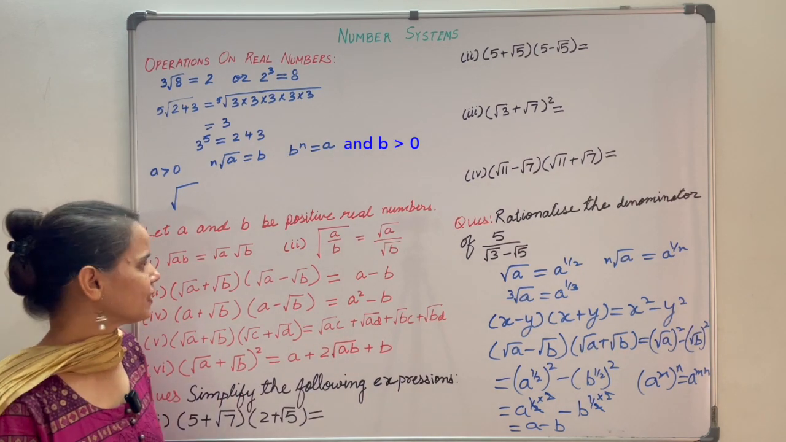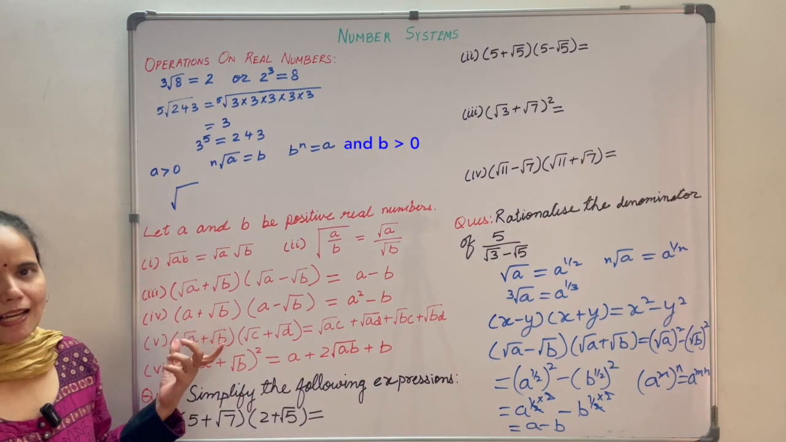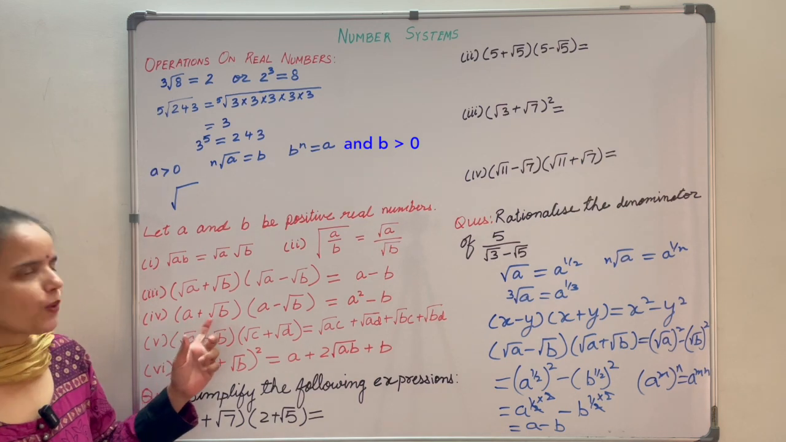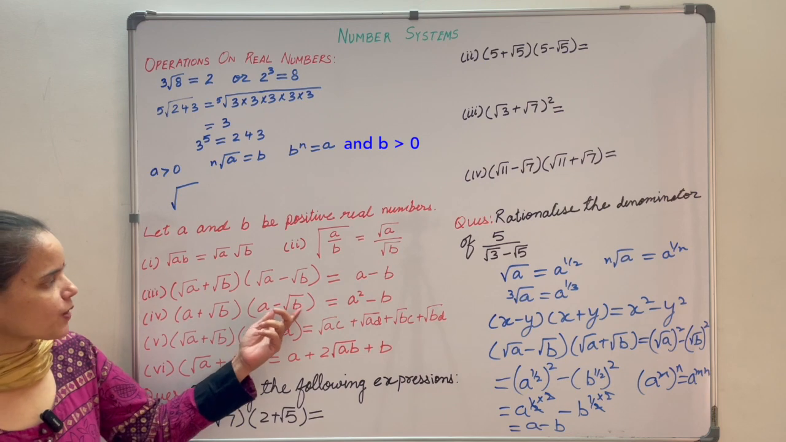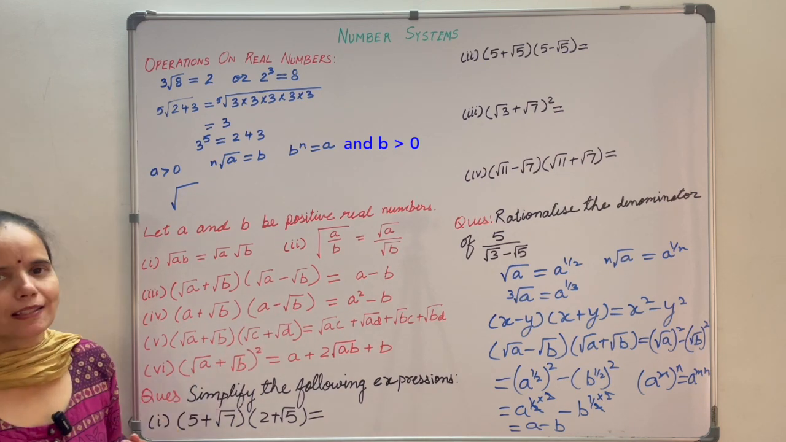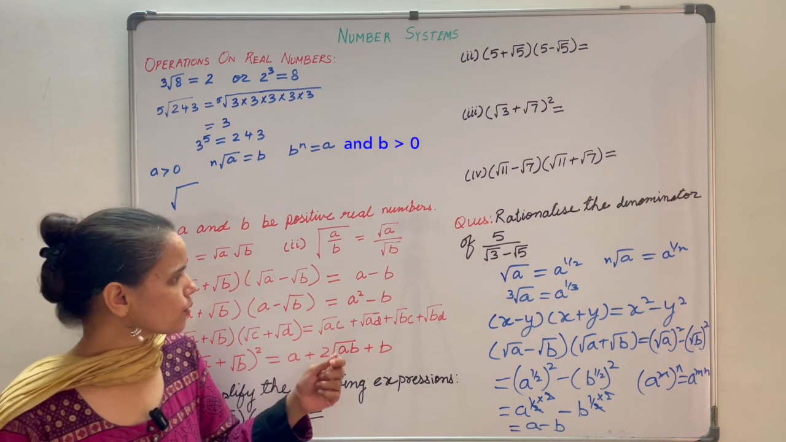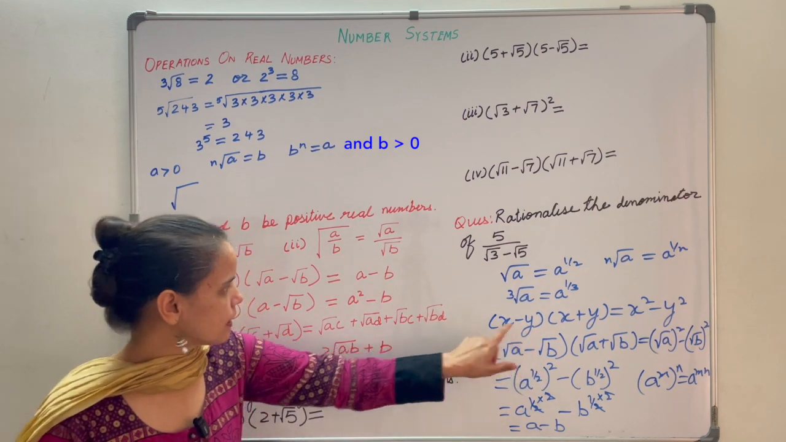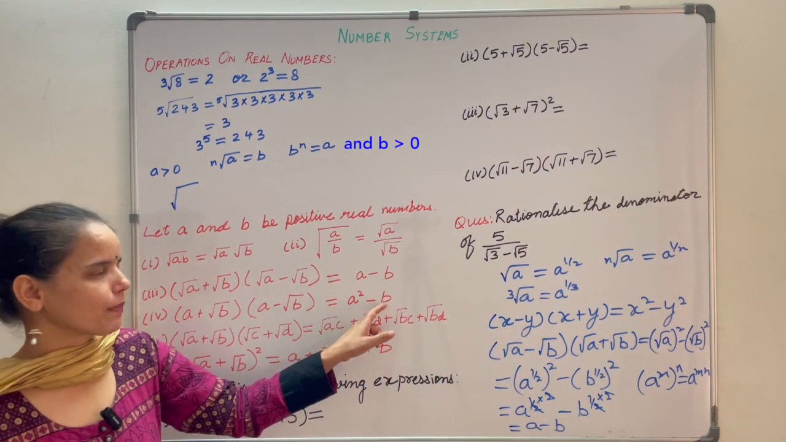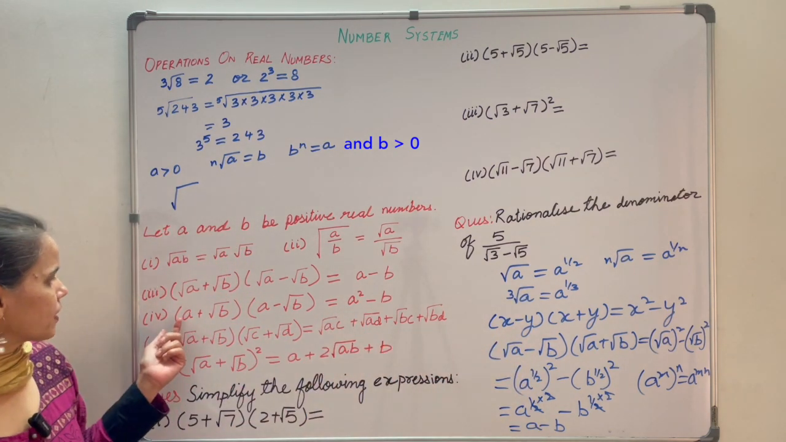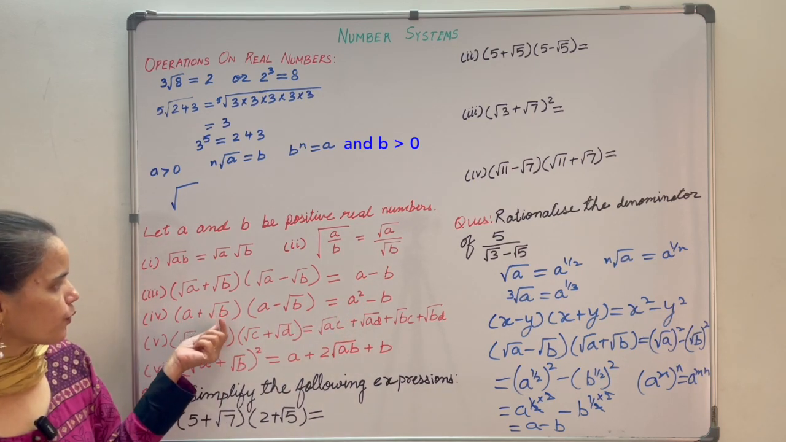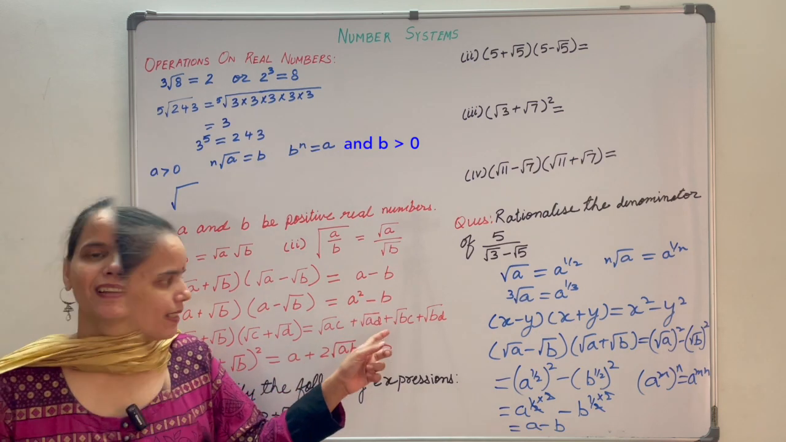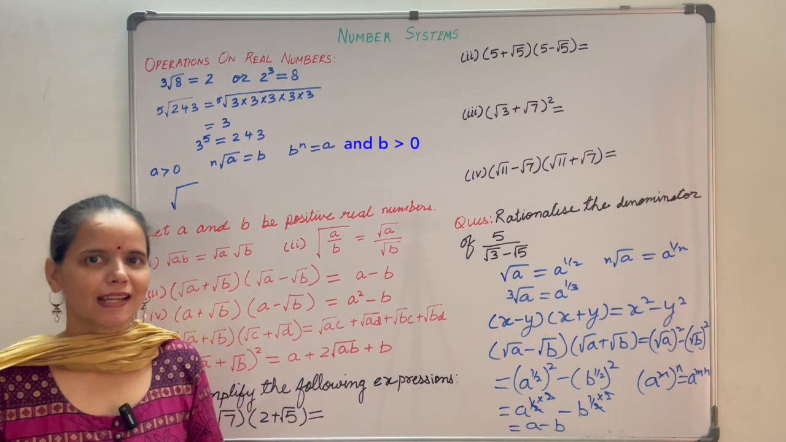Now let us take the next identity. Here inside the brackets you have a plus square root of b, which is multiplied by a minus square root of b. This is also inside the brackets. Using this same identity, you will get a square minus b. You have to take the square of a, so you will get a square, minus sign, and square root of b squared is b.